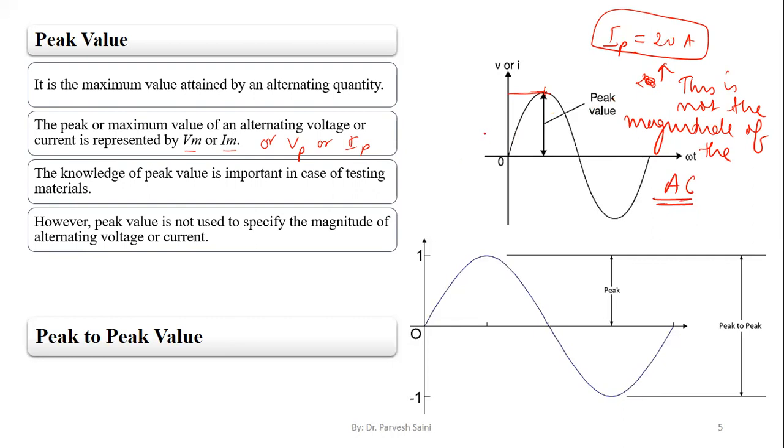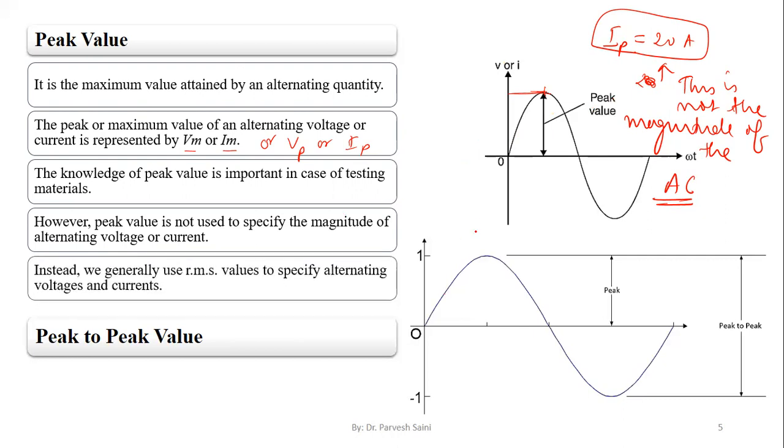Okay, so similarly, the peak to peak value. What is peak to peak value? Peak to peak value is the difference between the maximum positive peak and the negative peak of an alternating signal over its complete cycle. You can see from here it is 0, this is pi, and this would be 2 pi for a sine wave. The difference between the positive peak and the negative peak is the peak to peak value. It is written as Vpp for voltage or Ipp for current.